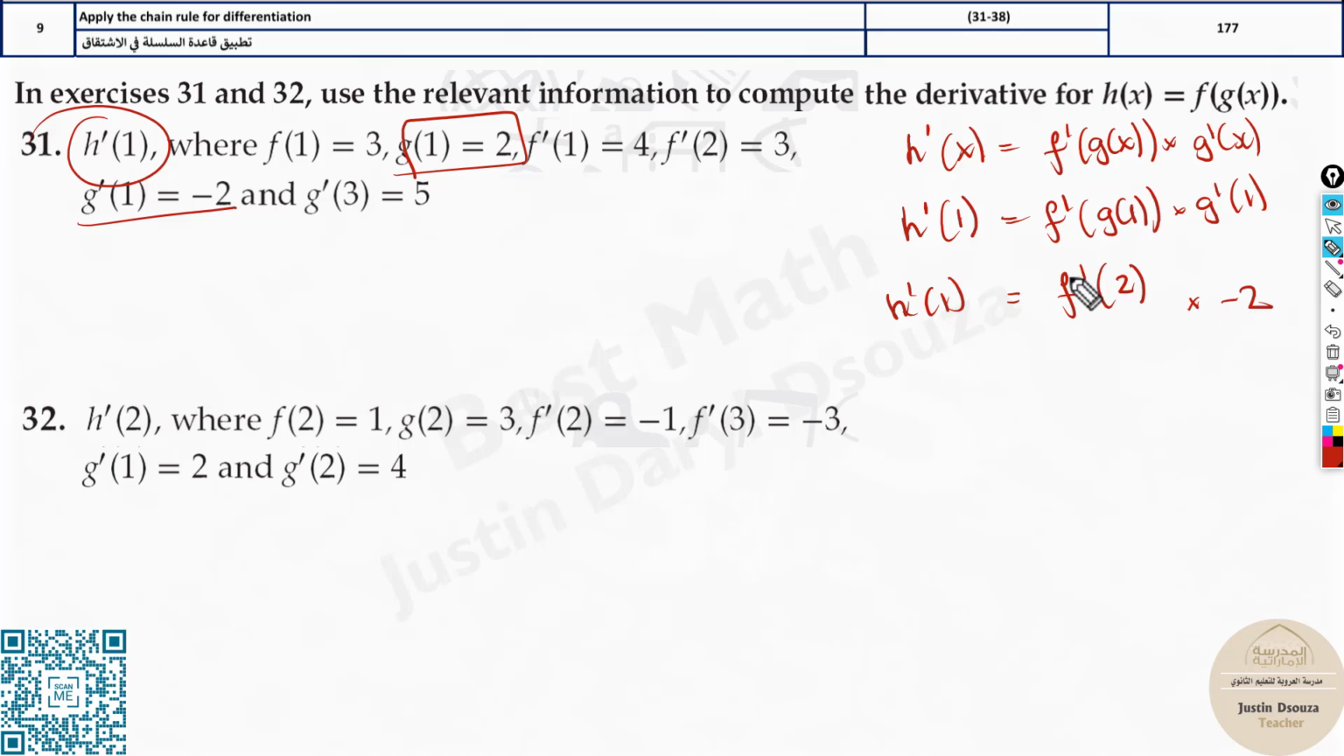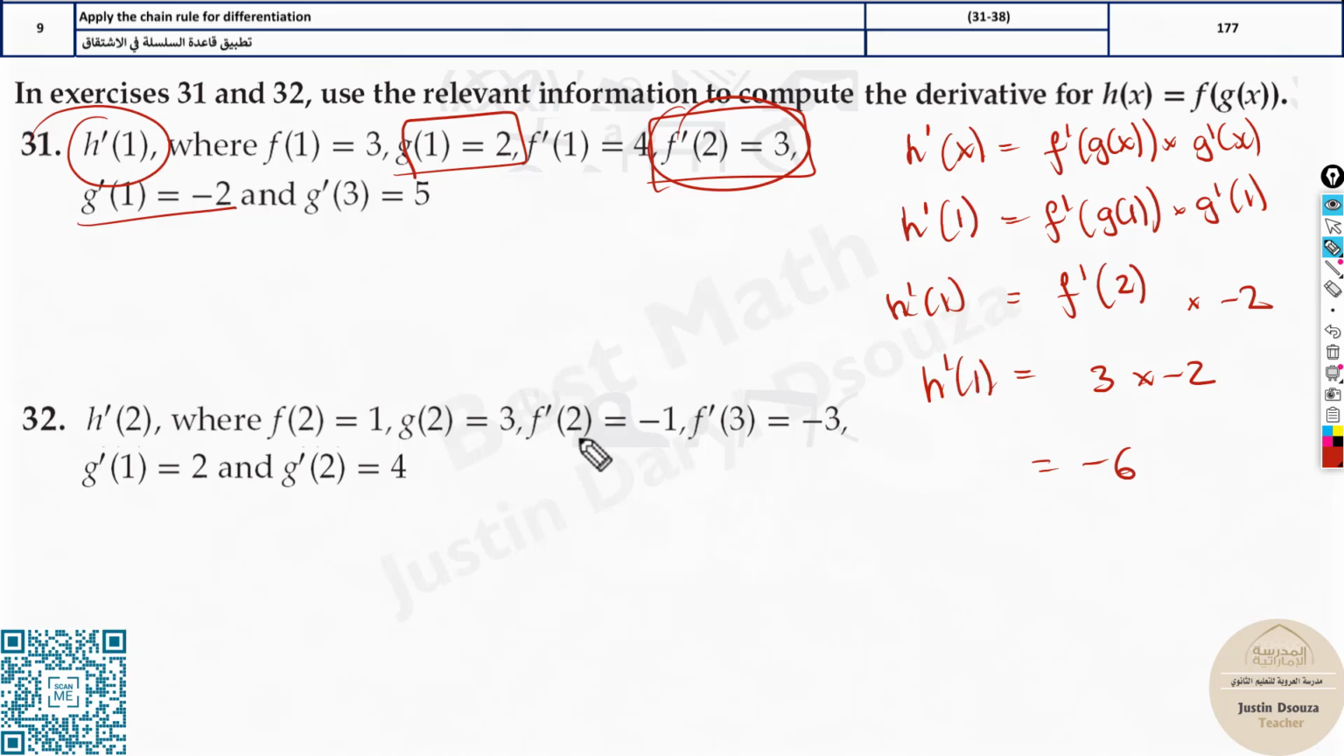But now there is still one more thing. f prime of 2 is formed. What is f prime of 2? That's 3. So h prime of 1 will be equal to f prime of 2 times g prime of 1. We know the answer is 3 times minus 2, so the answer will be negative 6. So first just derive it, then input whatever is known. This is how we basically solve it. I hope this is clear.